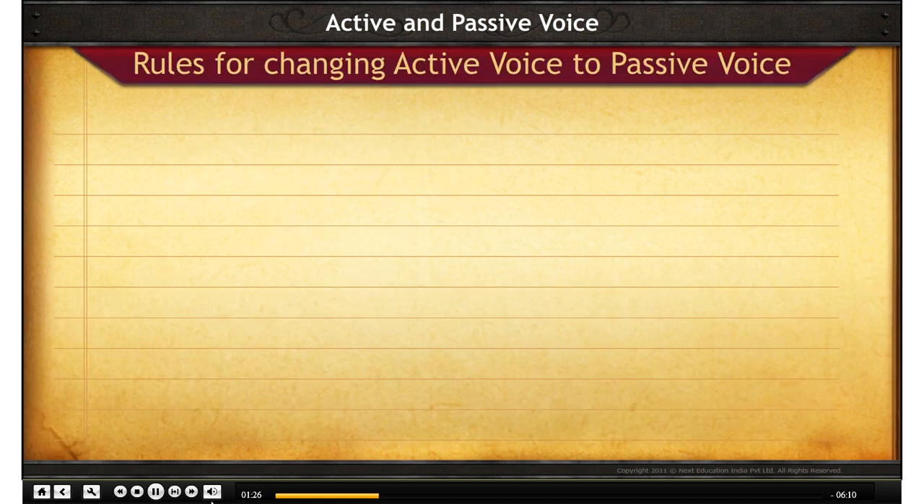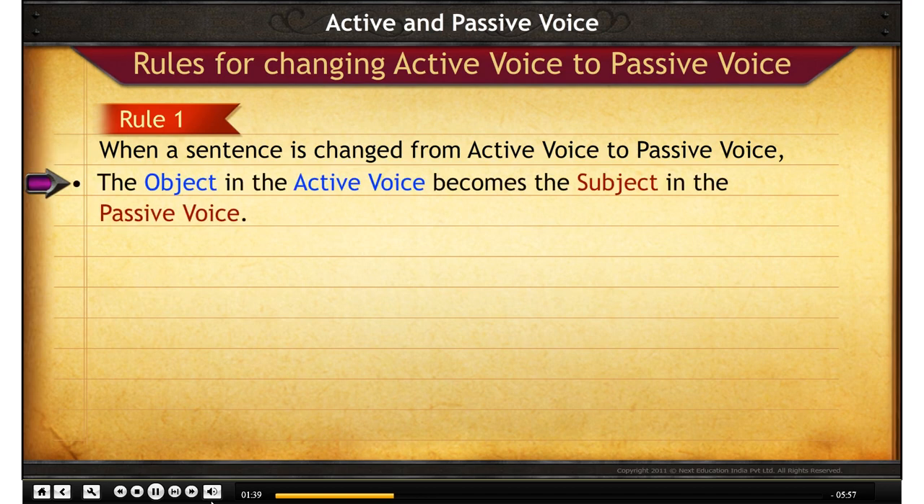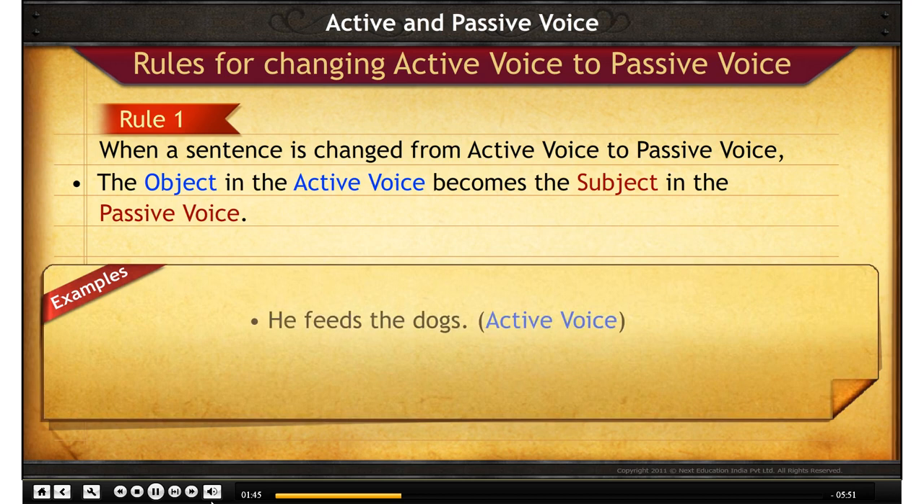Keep the following rules in mind as they'll help you in changing active to passive voice. When a sentence is changed from active voice to passive voice, the object in the active voice becomes the subject in the passive voice. For example, he feeds the dogs. Passive form of this sentence is, the dogs are fed by him.